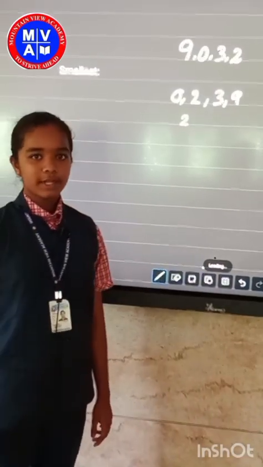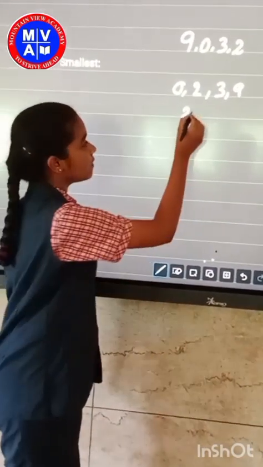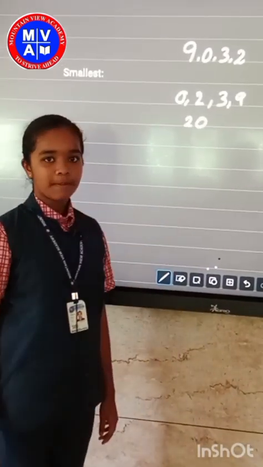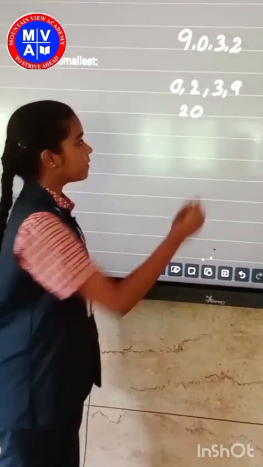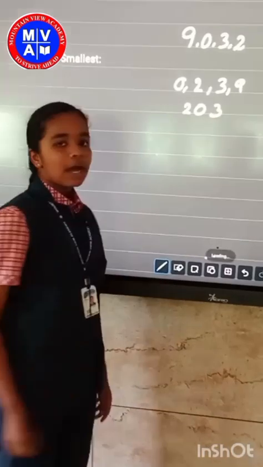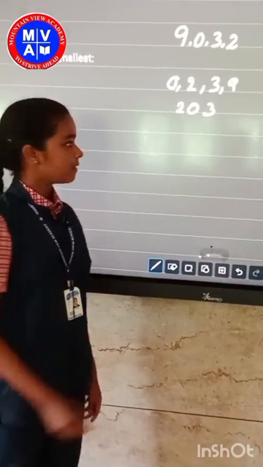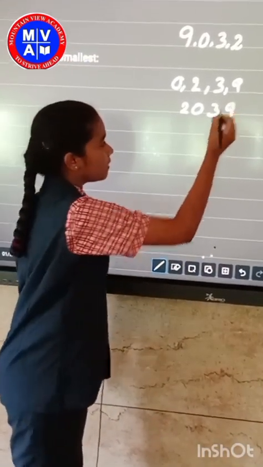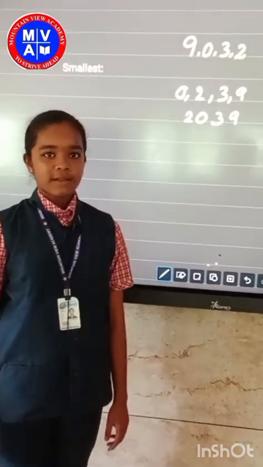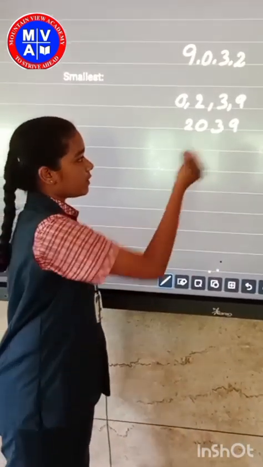Then put 0 in the hundreds place, followed by 3 in the tens place and 9 in the ones place. The smallest number we get is 2039.